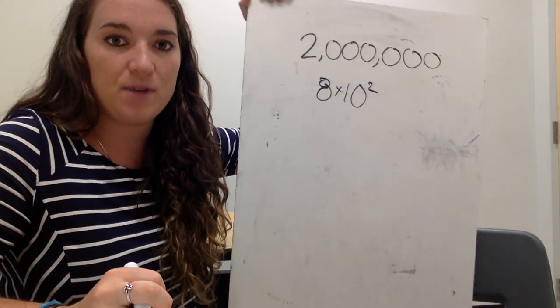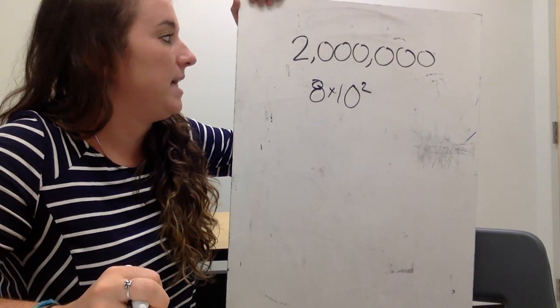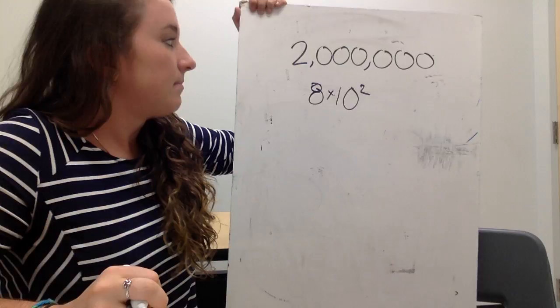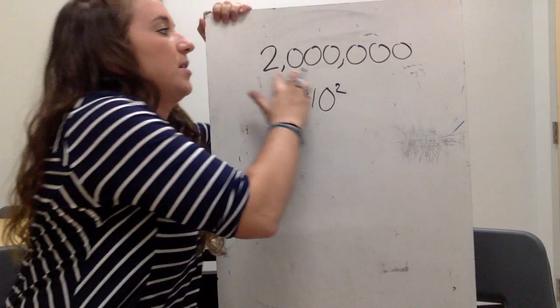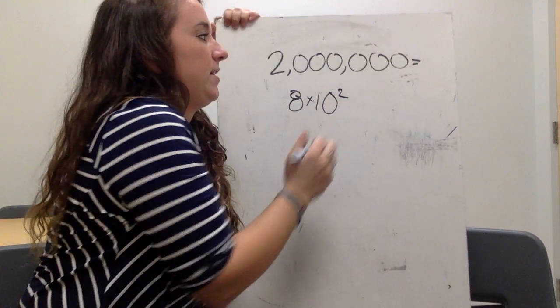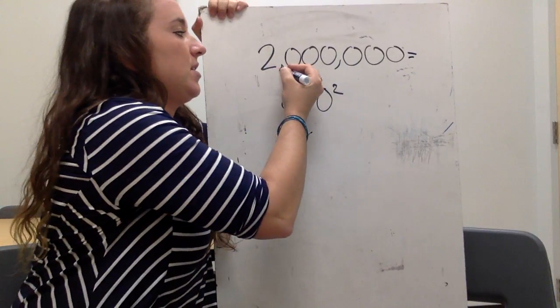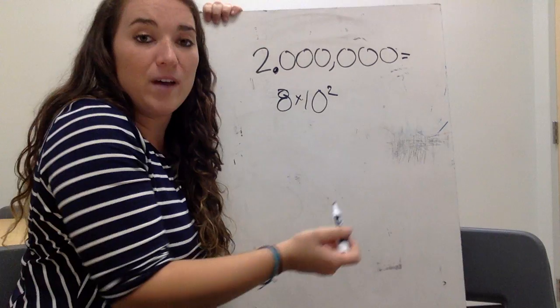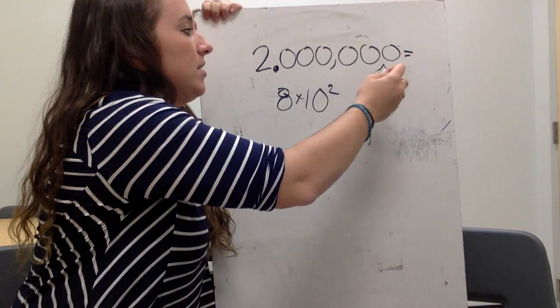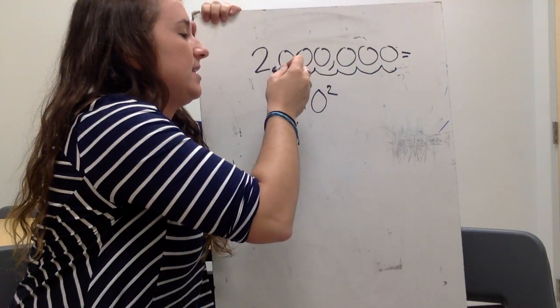So I'm going to be doing what operation? Right, I'll be dividing. But first I need to convert this number into scientific notation. My decimal needs to go here. How many times do I have to move it in order to get there? 1, 2, 3, 4, 5, 6.